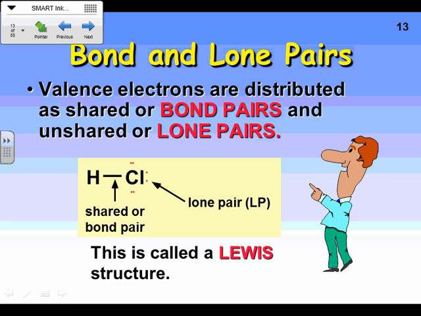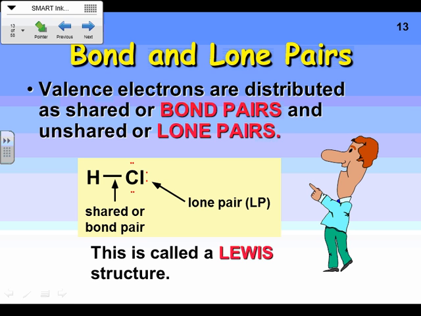Valence electrons in a covalent bond are distributed as shared or unshared electrons. If they're shared between 2 atoms, then we call them bond pairs. If they're not shared, then we call them lone pairs. So when two atoms come together and form a covalent bond, they will share some of their electrons, and then they'll hold on to some of them on their own.